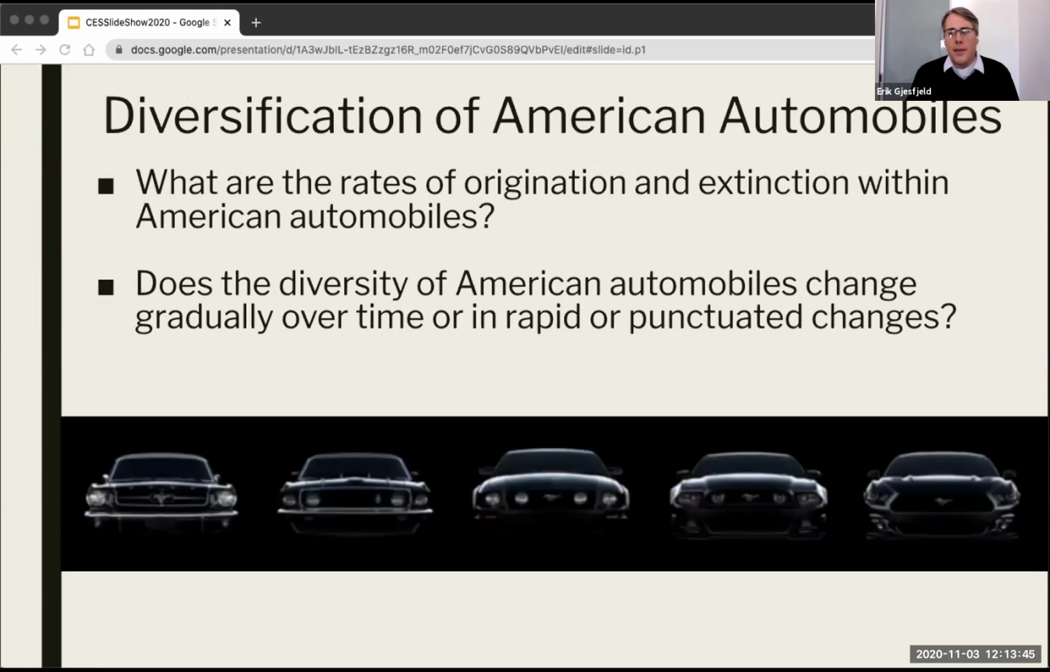So to give you a brief example of our particular approach, I want to highlight some of the work we had previously done that was looking at the diversification of American automobiles. In this case, we were just trying to develop a more proof-of-method sort of research, by asking two fairly simple questions. And that was, what are the rates of origination and extinction within American automobiles? And does the diversity of American automobiles change gradually over time, or does it tend to be more rapid or punctuated? We really didn't know what to expect when we tried to ask these two particular questions.